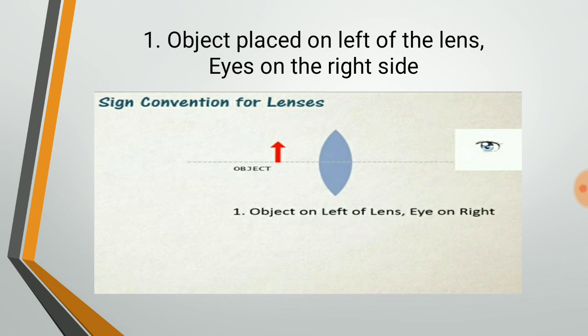The first one is the object is placed on the left of the lens and the eyesight should be on the right side. So that is the first sign convention. As you can see in the picture, the object is placed on the left side of the lens, and we are viewing the lens and the object from the right hand side.